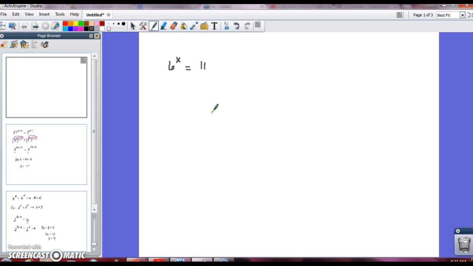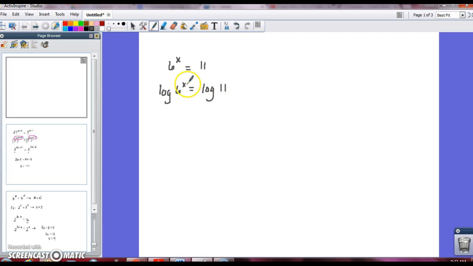And so when you have a situation like that, we need to take the log of both sides of the equation. Okay, we need to take the log of both sides. So just like you do with anything else, like you can multiply both sides of the equation by something, divide, square both sides, take the square root of both sides, you can also take the log of both sides. So if I take the log of both sides, I'm saying the log of 6 to the x is equal to the log of 11.